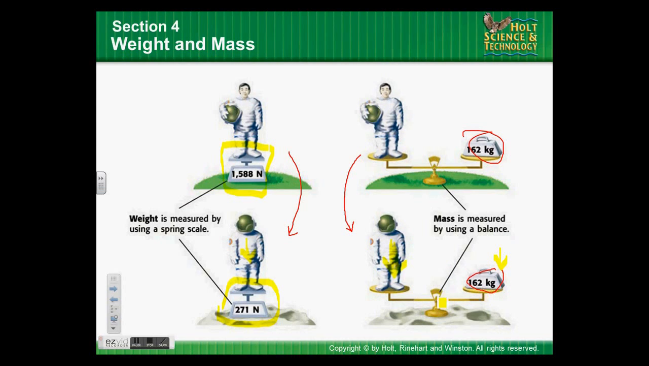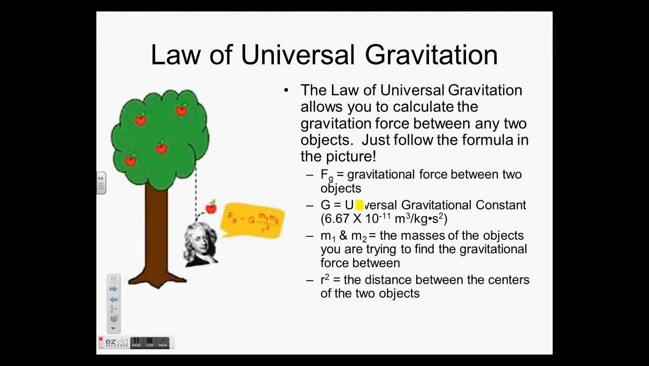Okay, so if I take this balance up to the moon and the astronaut stands on it, is it actually still going to balance out like it's showing here? Yes. If the astronaut is pushing down less here because of gravity, gravity is also pulling down less on this side, and it will balance out. So yes, I take this 162 kilogram mass and put it on with the astronaut, and it will actually balance out. Less gravity on this side is balanced by less gravity on this side.